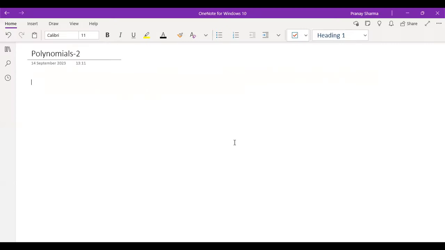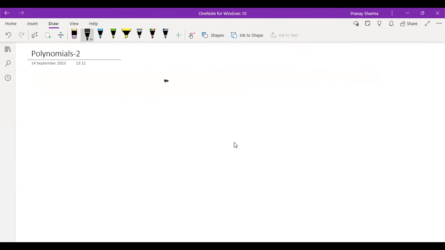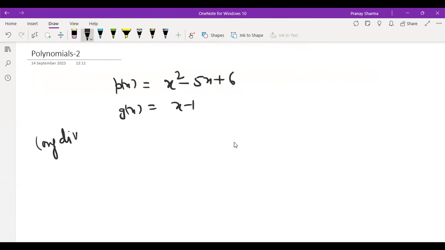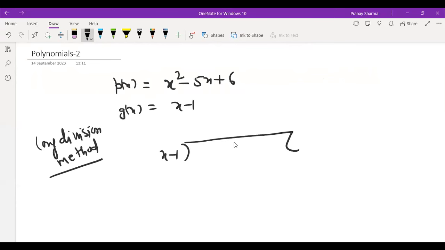So the polynomial stated there was x square minus 5x plus 6. That was p of x. And g of x was x minus 1. Right. We need to use long division method. So I'll be writing here long division method. That means x minus 1 should come here. All right. And x square minus 5x plus 6 is actually the dividend, right? And x minus 1 is the divisor.